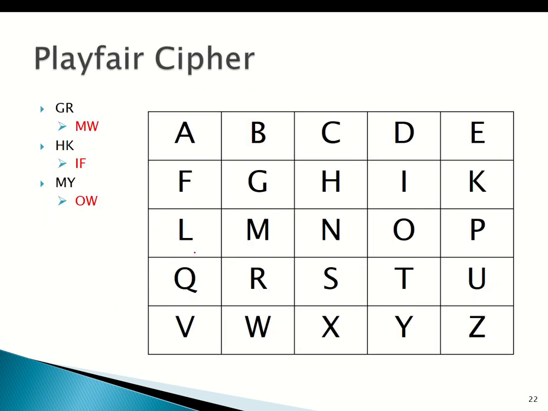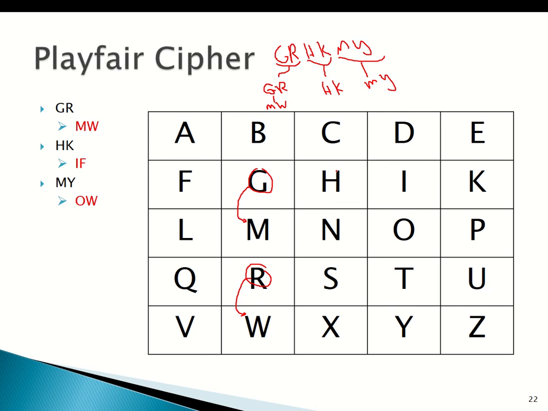For example, I'm going to have the letters GR, HK, MY. I just want to encrypt this, so I'll split it into two-letter pairs: GR, HK, two letters that are not similar, they're different, and MY. Go to the GR. This is the G, and this is the R. They are on the same column. G will take M, and R will take W. So it becomes MW.